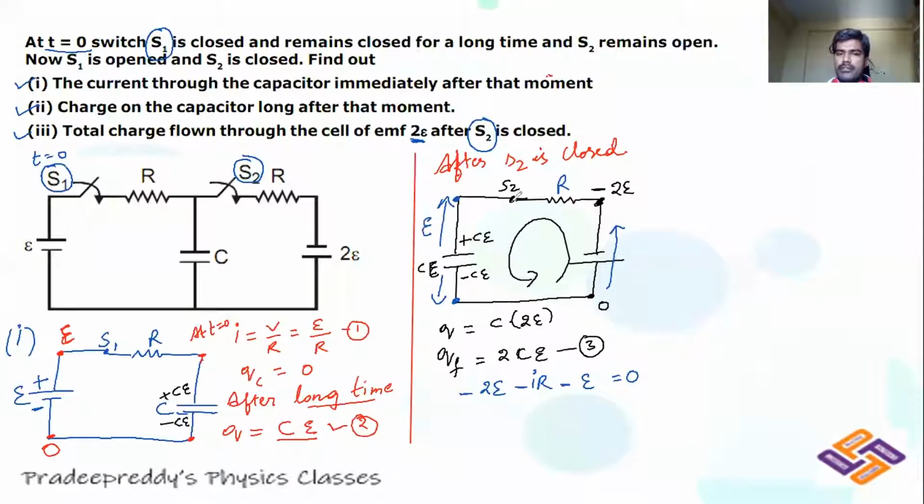When immediately switch S2 is closed, the capacitor acts as a wire, but it is already having a potential difference of E. That is the reason why the potential between these two ends of the capacitor will be E. That's what I am taking here, E. So I can write it as minus 3E. Of course, here it will be plus and minus. You are going opposite to the current, so that's the reason why here it will be plus IR. So minus 3E plus IR is equal to 0. From here you can find the current I, which is equal to 3 times E divided by R. This is the answer for the first question.